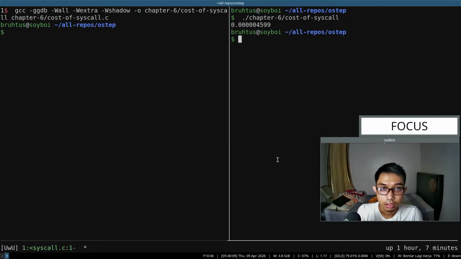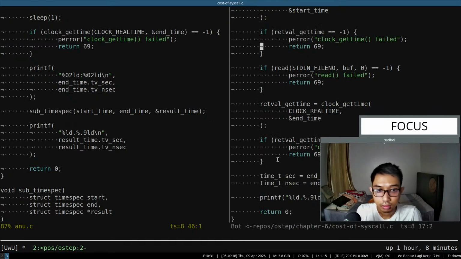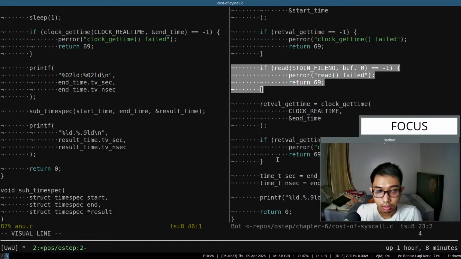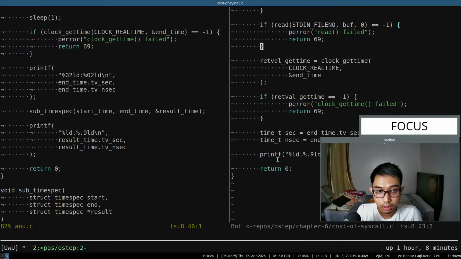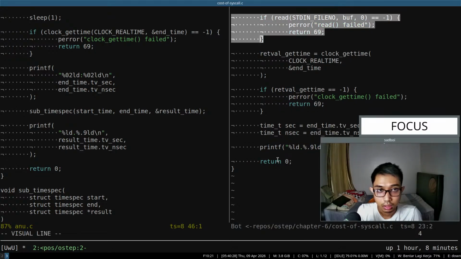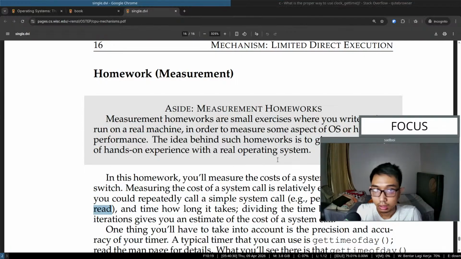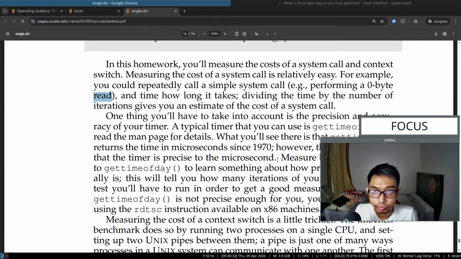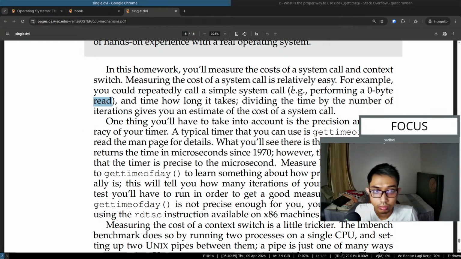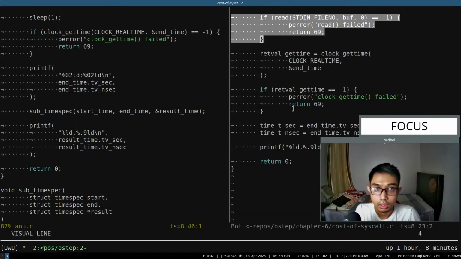Okay. I'm not sure if this is accurate or not, but yeah, I assume this is, what is it called? The cost of system call, maybe something like that.